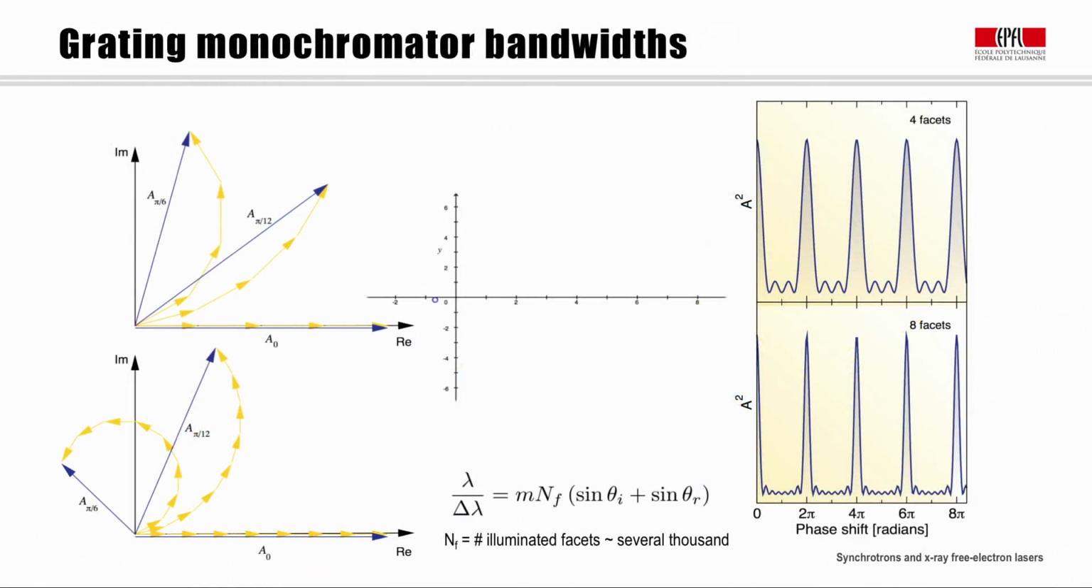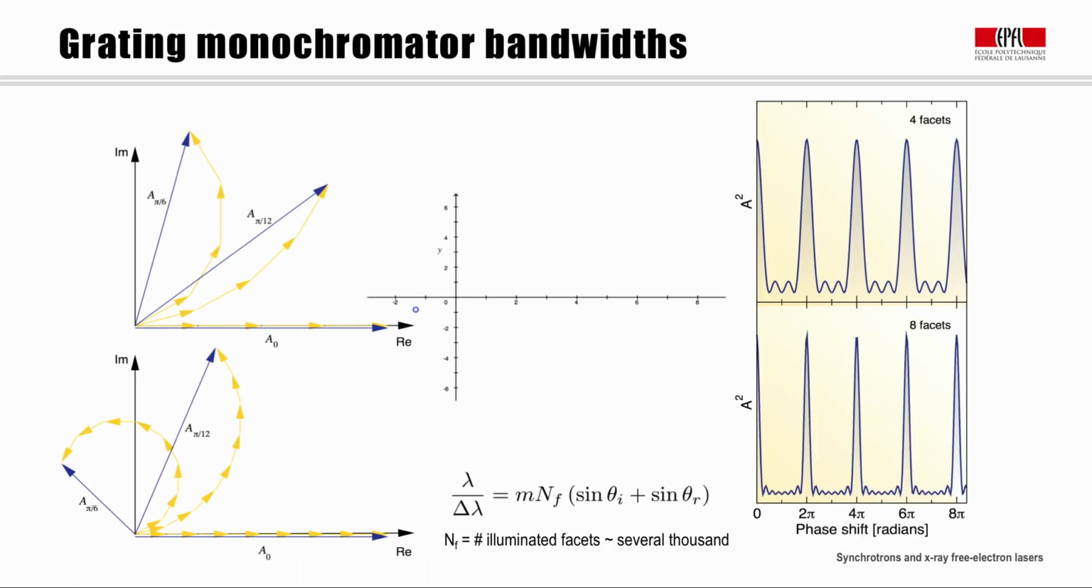How is the performance of grating monochromators affected by the number of illuminated facets, N_F? To understand this better, we resort to the use of Argand diagrams once again. We assume that illumination of each facet is the same, and that therefore the scattering amplitude is the same. But how these scattered wavelets add up depends on their relative phase, in other words, how they interfere with each other.